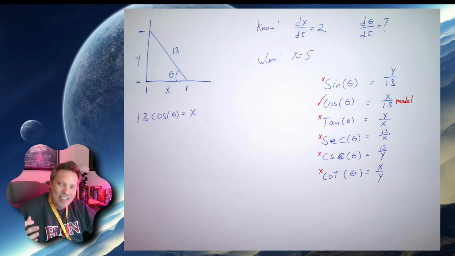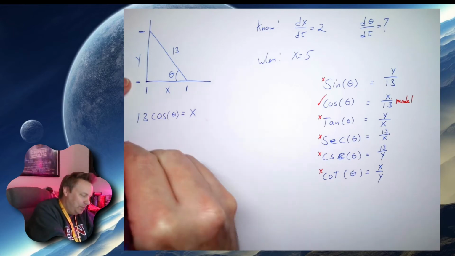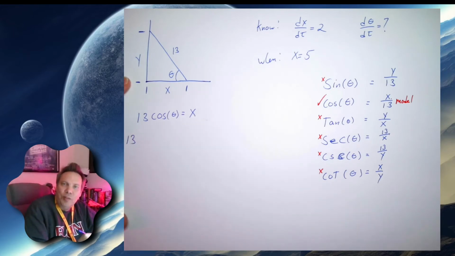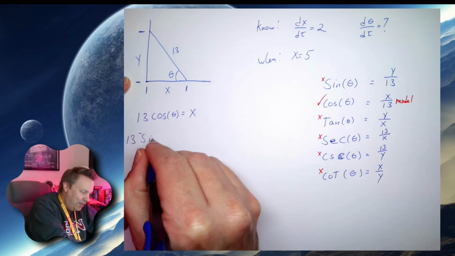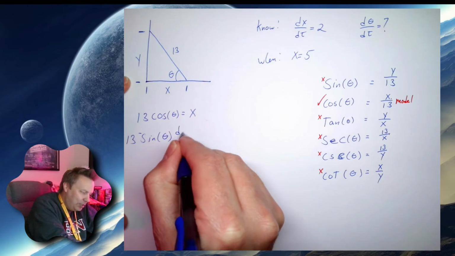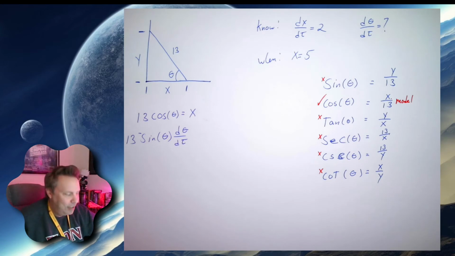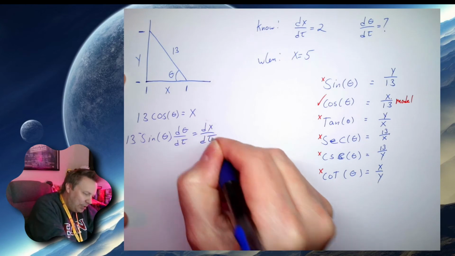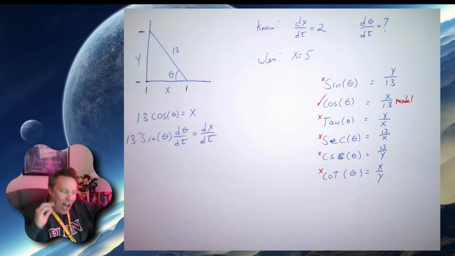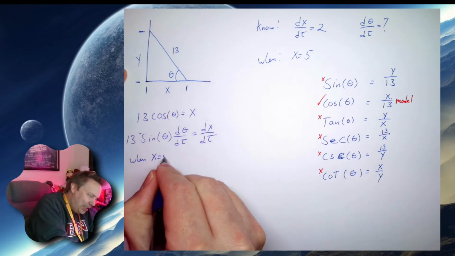Now what does this allow me to do? Well, I can easily take a derivative now with respect to time. 13 is going to come along for the ride. That's the constant multiplier rule. The derivative of cosine is negative sine. I'm going to leave the inside alone. And then the chain rule gets me the dθ/dt, which is equal to dx/dt. I want to do this when x is equal to 5.